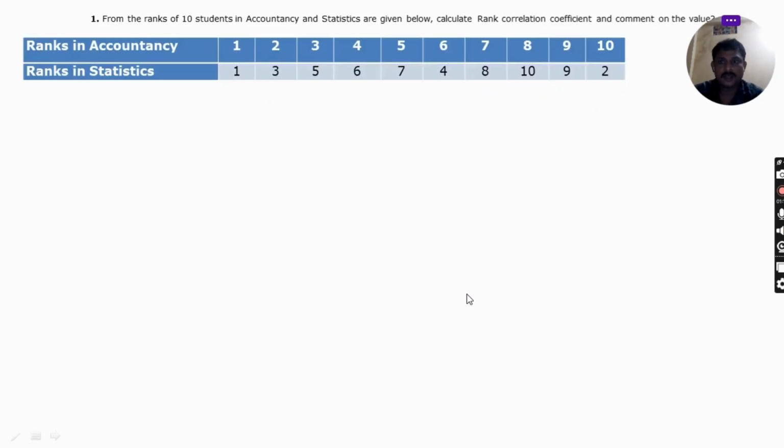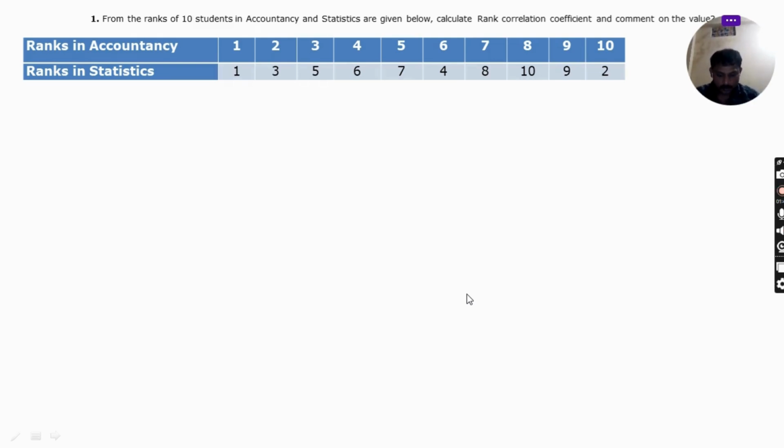This is the question which is given: the ranks of 10 students in accountancy and statistics are given below; calculate the correlation coefficient and comment on the value. Compulsorily, sometimes it may ask to comment on the value, sometimes it may not, but even then we have to comment. Comment is very important in every problem. The first topic which we are discussing in today's video is the correlation coefficient using Spearman.